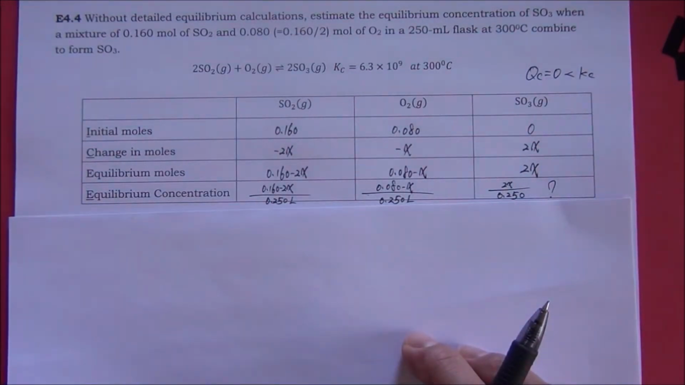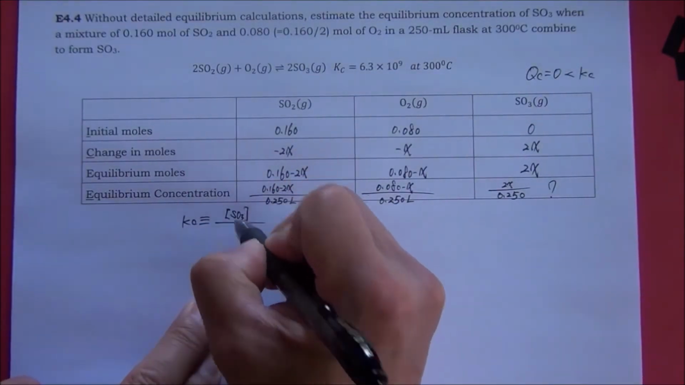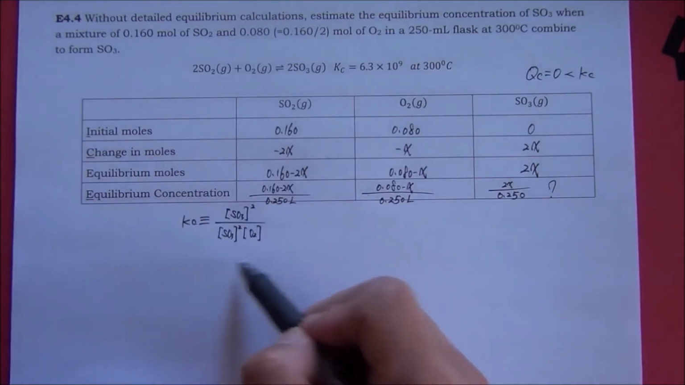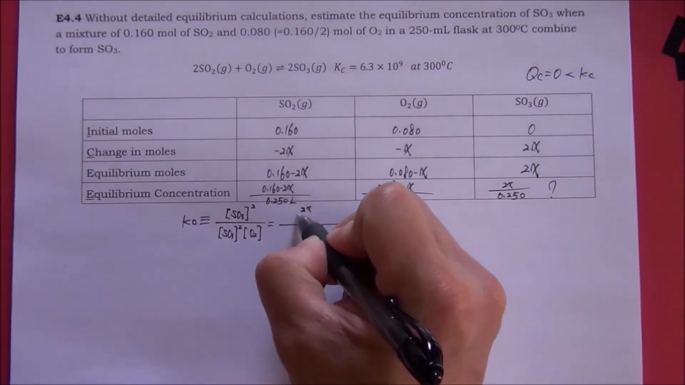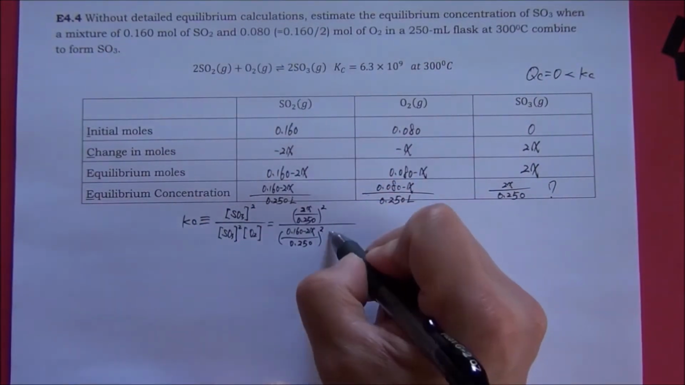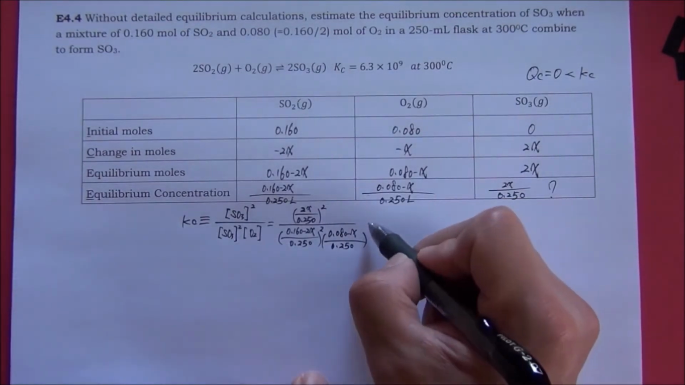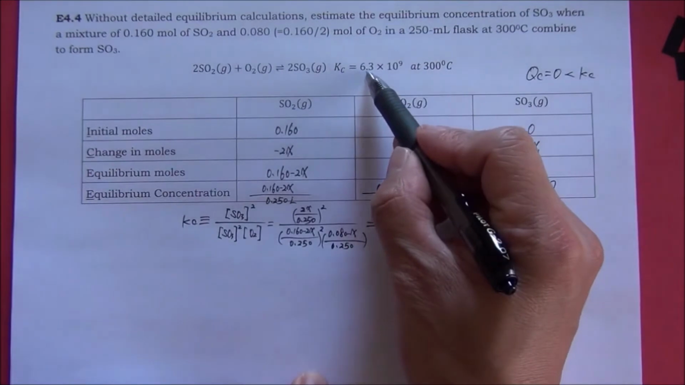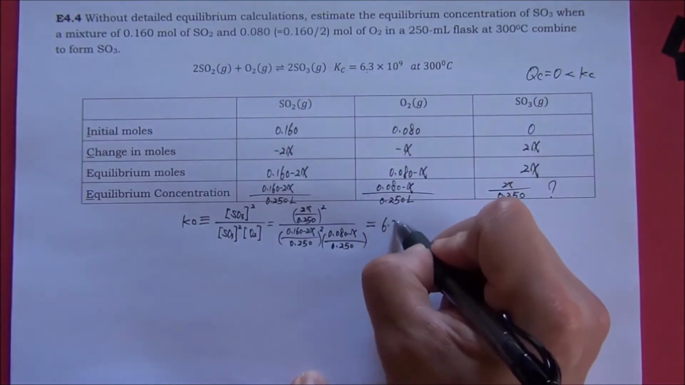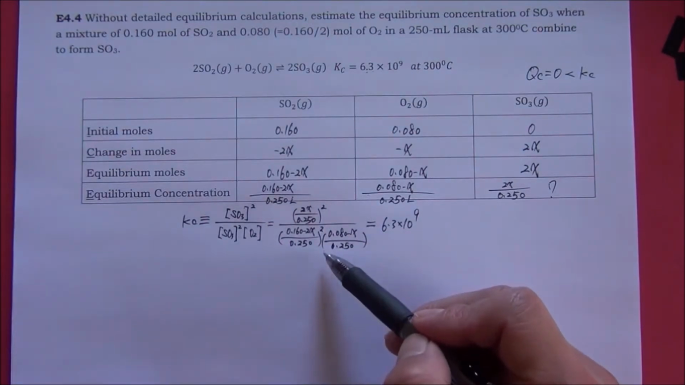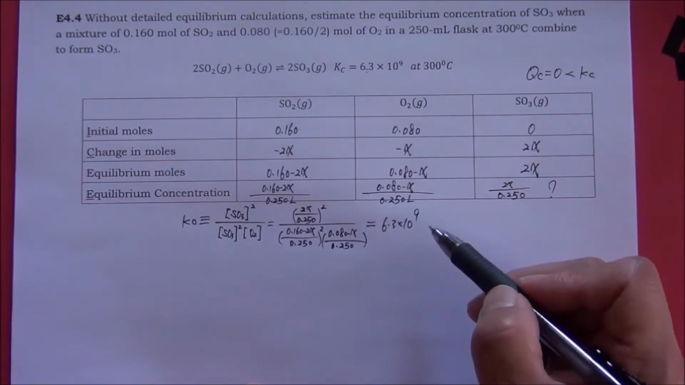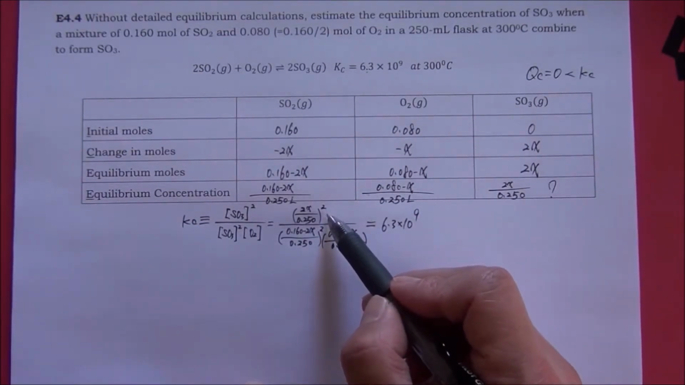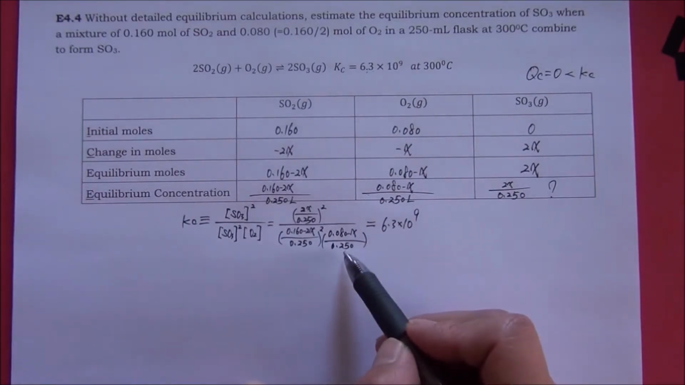Next, we will set up an equation by using the definition of the equilibrium constant Kc. And this is the equilibrium constant expression from this balanced chemical equation. And we know the value of Kc, which is 6.3 times 10 to the 9th power. As we can see here, this ratio is equal to a very large number, 10 to the 9th power. It tells us that either the numerator is very large or the denominator is very small.